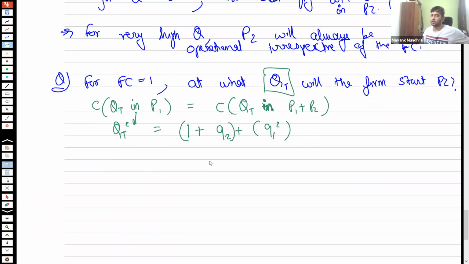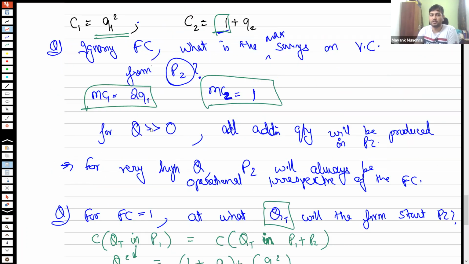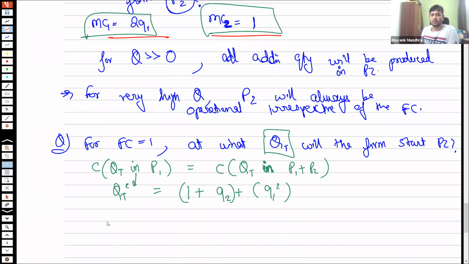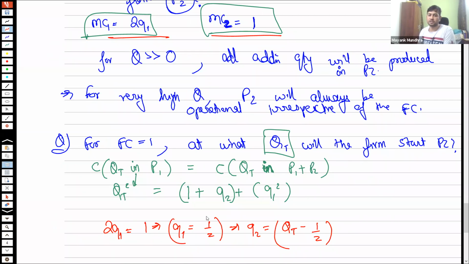Obviously, I don't want to leave it at Q1 and Q2. I want to resolve Q1 and Q2 in terms of QT. So suppose plant 2 is running. If plant 2 is running, you've already paid this 1 rupee. Now how do you divide the quantities between the two plants? That will come from marginal cost. So MC1 equals MC2. 2Q1 must be equal to 1, which implies Q1 must be equal to half, which implies Q2 must be equal to QT minus half.